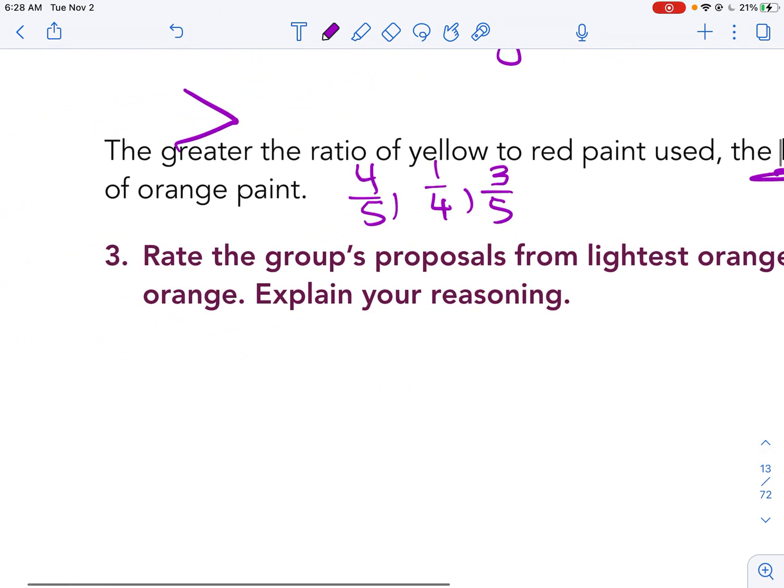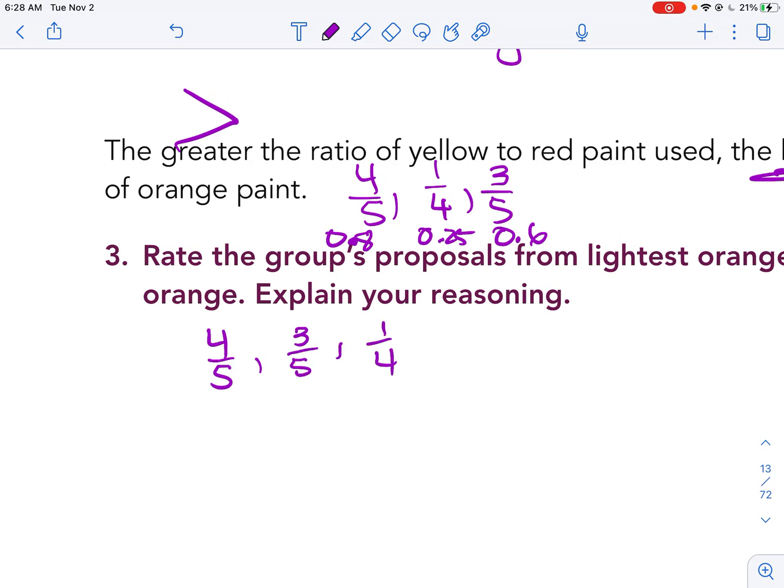I know which ones they are, but some of you may wonder, how can I figure that out? Well, you could simplify each to a decimal. So this would be 0.8. This is 0.25, and this is 0.6. So the highest one is the 4/5. The next one would be 3/5, and the last would be the 1/4.